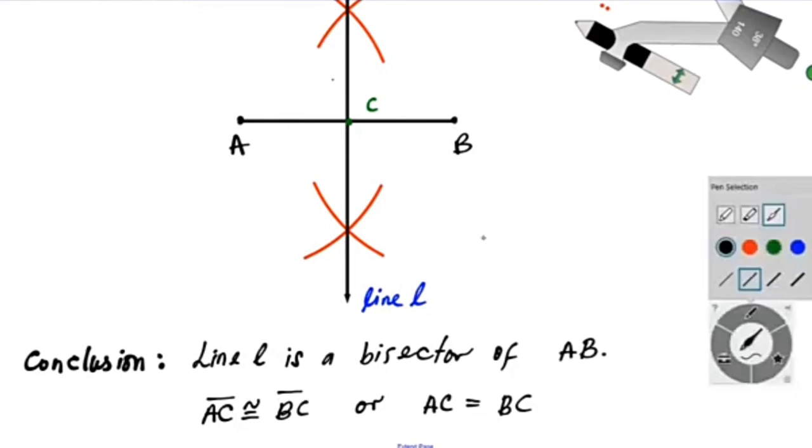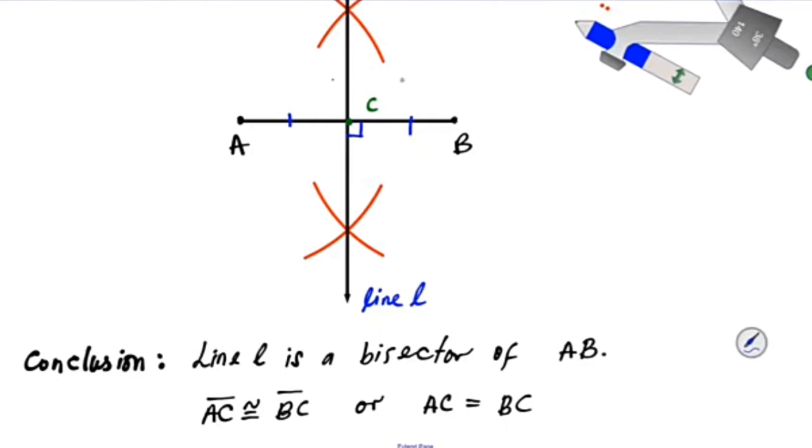So guys, this is how to bisect a line segment. Bisecting a line segment means dividing the line into two equal parts. So guys, I want you to pause this video, take it back and try it.